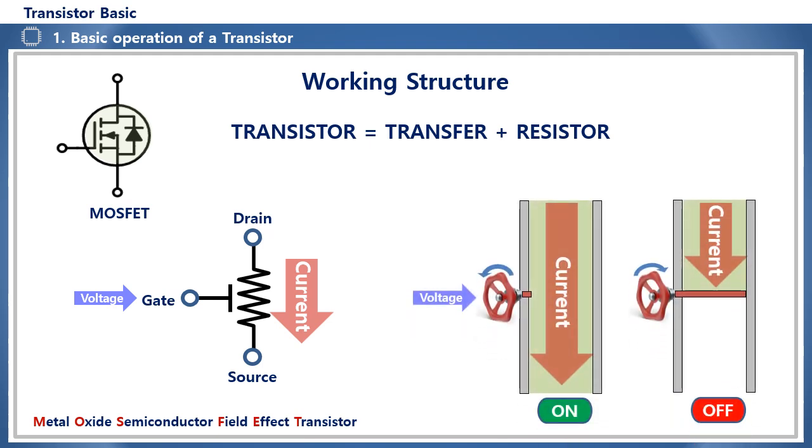Like the valve on the right, when voltage is applied to the gate and the valve is fully opened, the current flows and it becomes the on state, and when the voltage at the gate is zero, the channel is completely closed and there is no current between the channels, so it becomes the off state. This on-off control is called the switching action of the MOSFET.